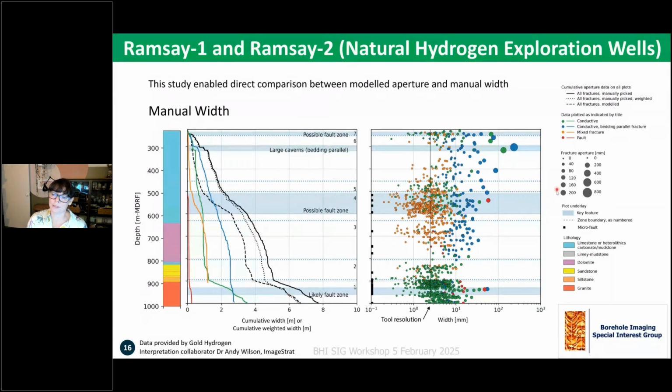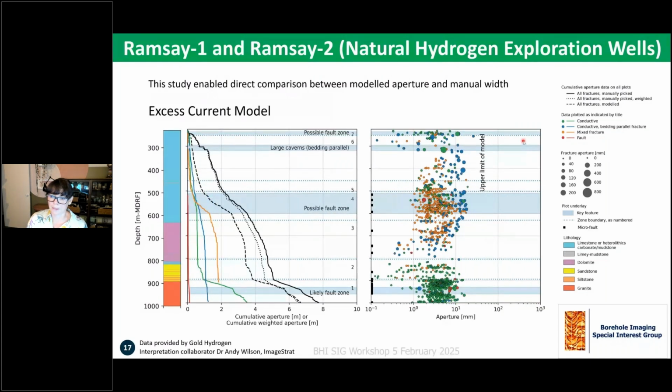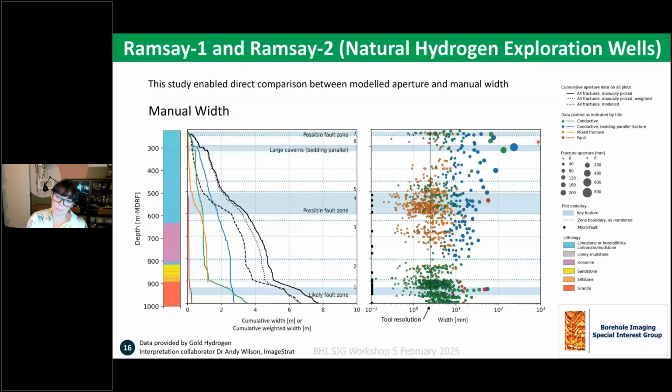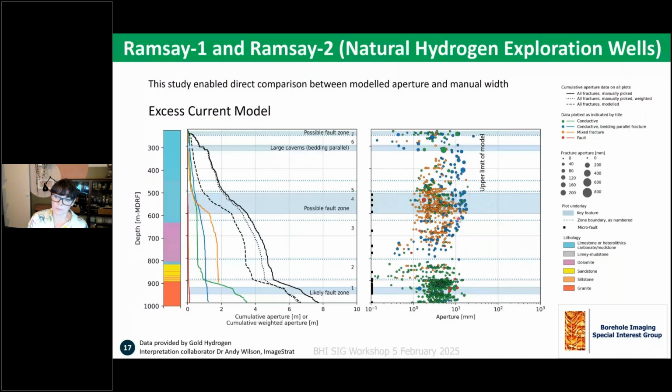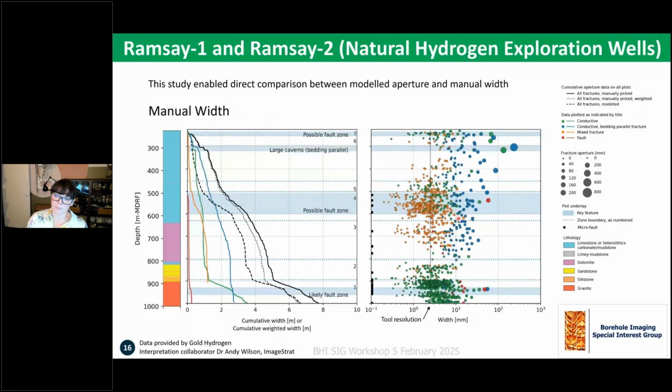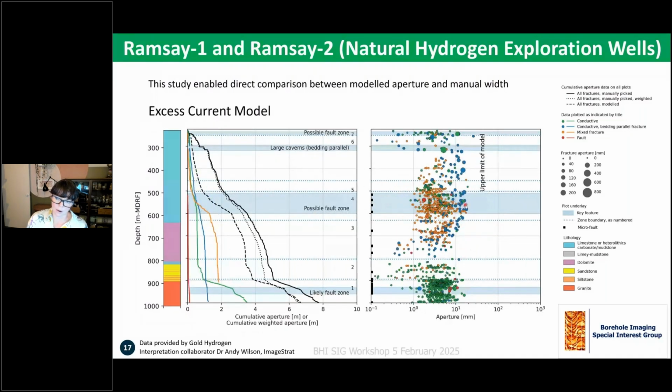But as I toggle between these two figures, I want you to keep an eye on these bedding parallel, mostly dissolution cavities like this one here. So here is the excess current model results with aperture, back to width, back to aperture. So we could argue perhaps that the aperture of these features is narrower than the actual width, but in a lot of cases when these data are projected back on, we can see that they really are much wider than the upper limit of the model.